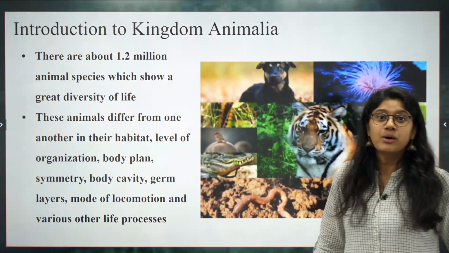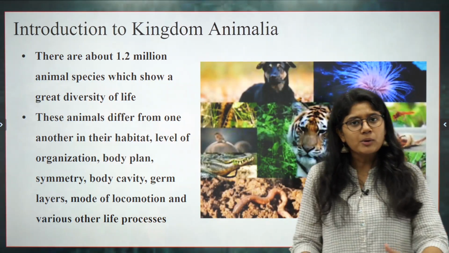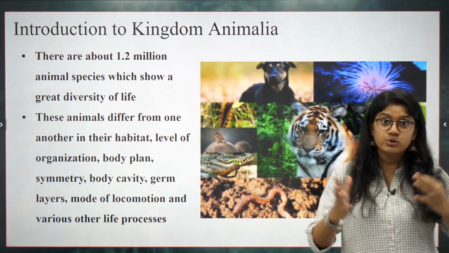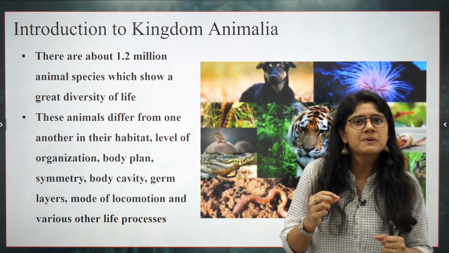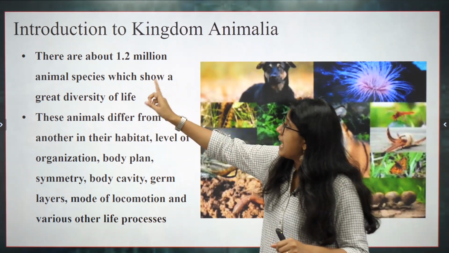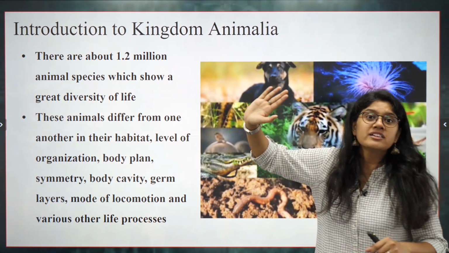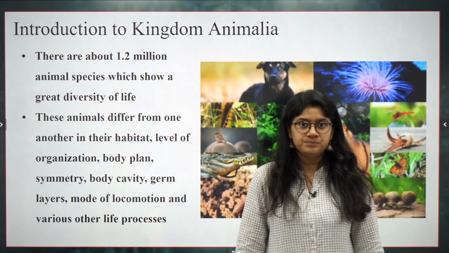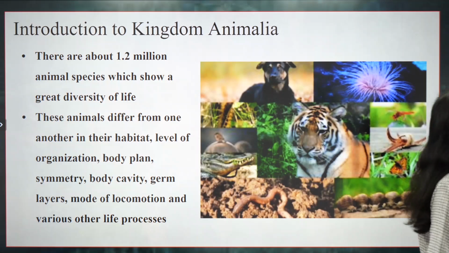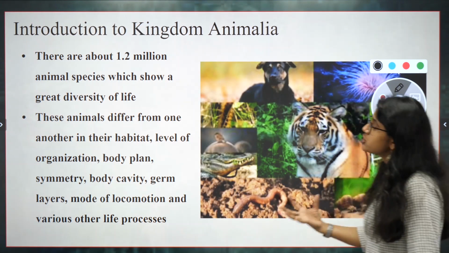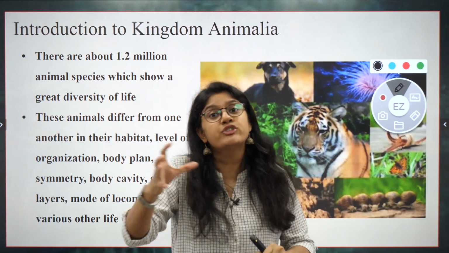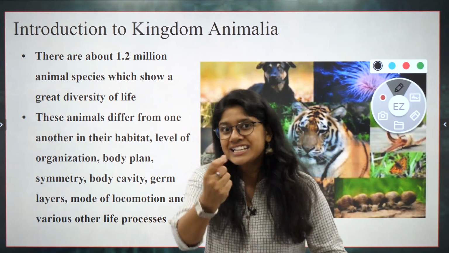Now let's start about the animal kingdom. When we talk about the animal kingdom everyone, we know that the animal kingdom is huge. How many species are there everyone? Can you see? It has approximately 1.2 million species. A lot of animal species are there. And there are different variations, different types, based on which we can actually differentiate the animal kingdom. Let's see what those are.